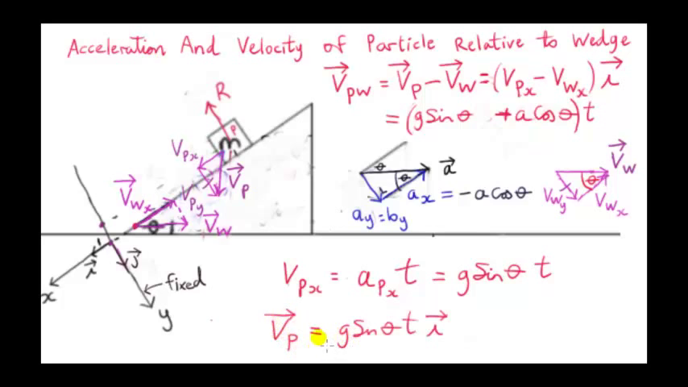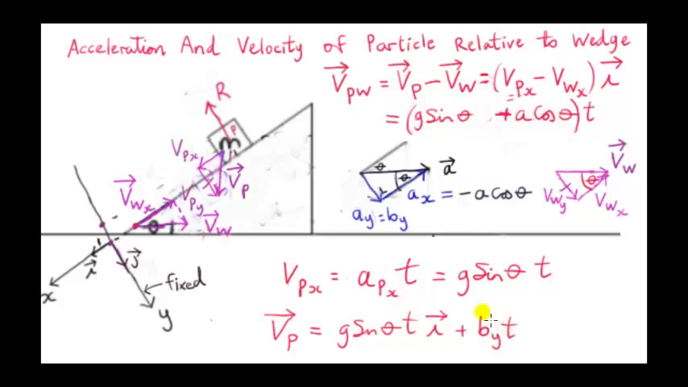Now let's write down the velocity of the particle. Well, here is V sub x. That's our Vp sub x, that's g sine theta times t. So that's that term there. And we want Vp sub y times j. Sorry, we want the y component of the particle's velocity. So we need the y component of the acceleration, which of course we multiply by t.